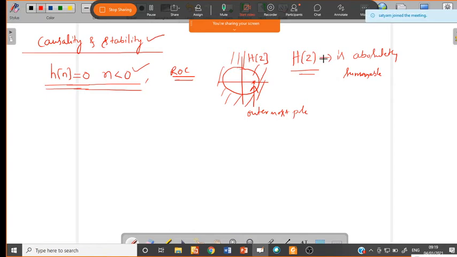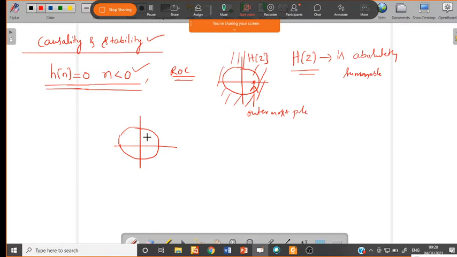Now if you say both causality and stability in one sentence: if the impulse response or transfer function is both causal and stable, then the ROC must include the unity circle. Say for example, this is the unity circle. So h of z's ROC must include the unit circle, and it must be outside the outermost pole.